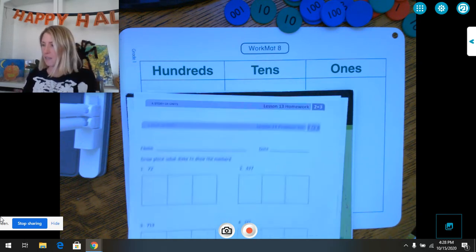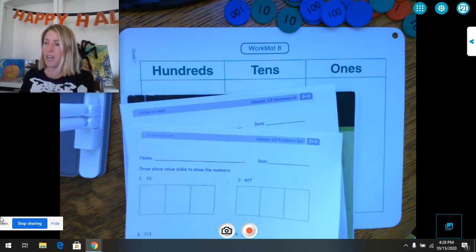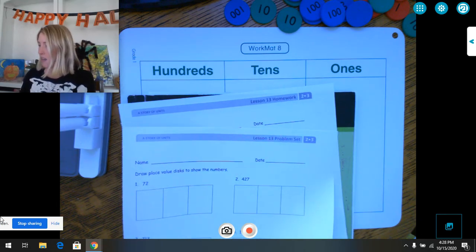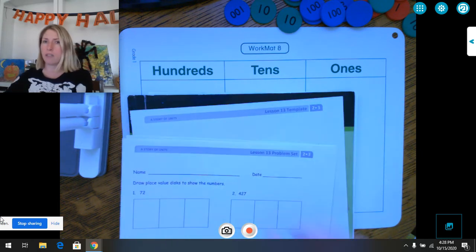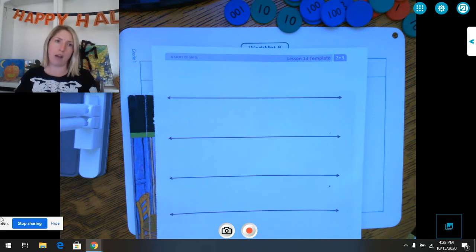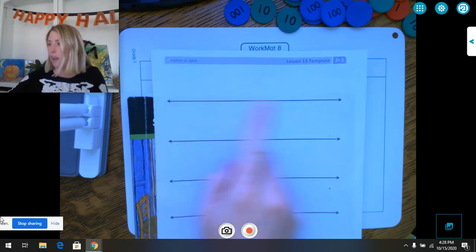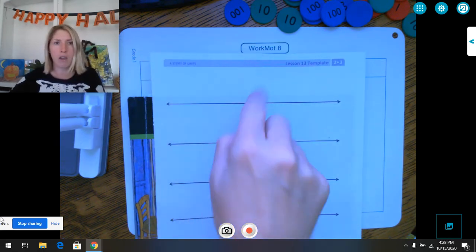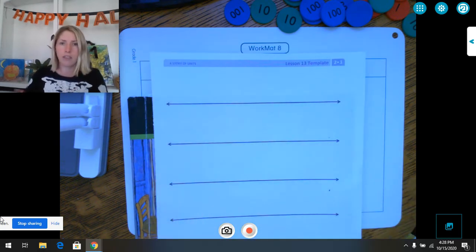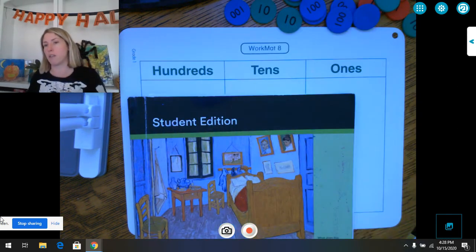Now, today's problem set 13 has a problem set, a homework page, and a template. I'm actually not going to be using the template page with you. It's empty number lines. If you wanted to practice counting from one number to another, like you could write 272 and 500, and you could practice hopping on the number line if you would like to use it like that. Otherwise, you can stick it to the side to use another time, or you can throw that away. We aren't going to be using that.